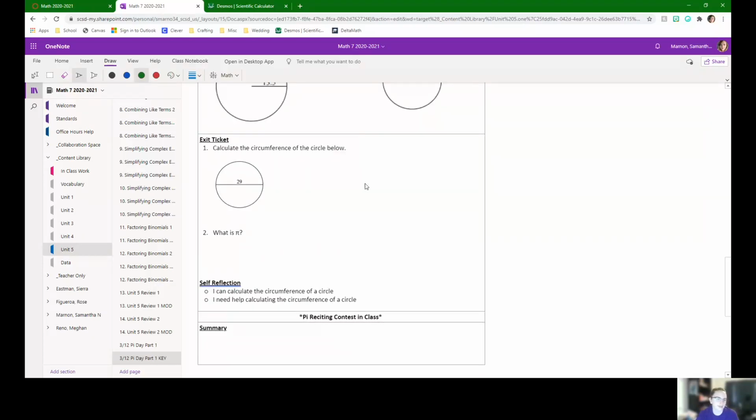In class after this, we don't have an independent practice in Canvas or anything. We're going to have our pi reciting contest. So who can memorize the most digits of pi, and there may be pi prizes for winners. So that is it for today, and good luck on the contest.